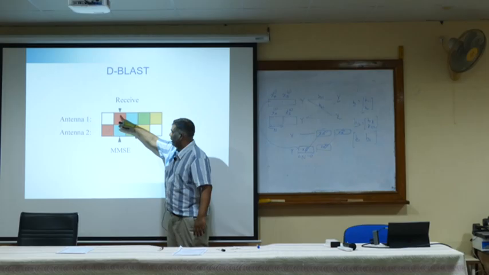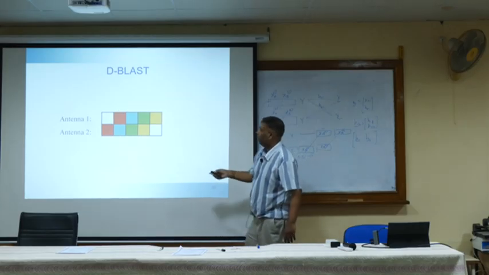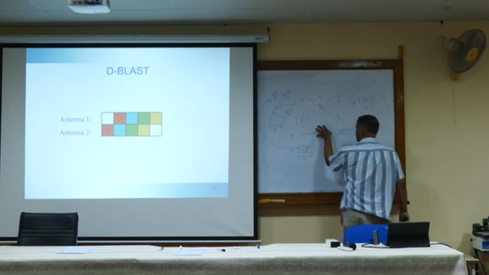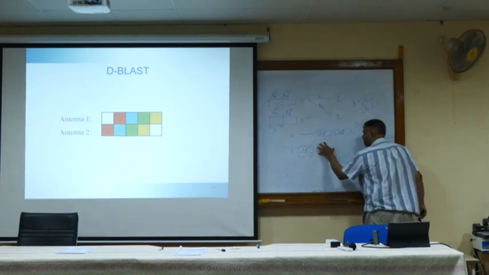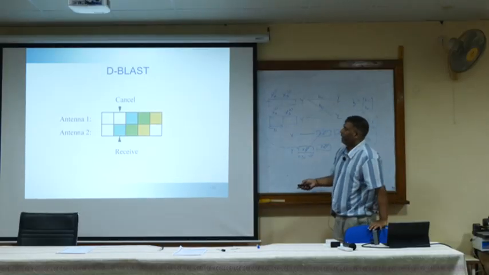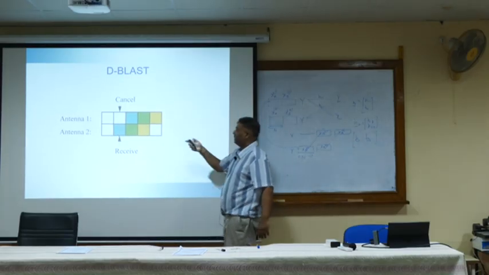Then you receive this guy, okay? And you subtract the previous stream, and then you estimate this one. So you estimate this guy, and then subtract that stream from the received signal, then you estimate the next one. So you have to use a SIC receiver. Then you cancel the interference, and you receive this guy. Similarly, you continue.